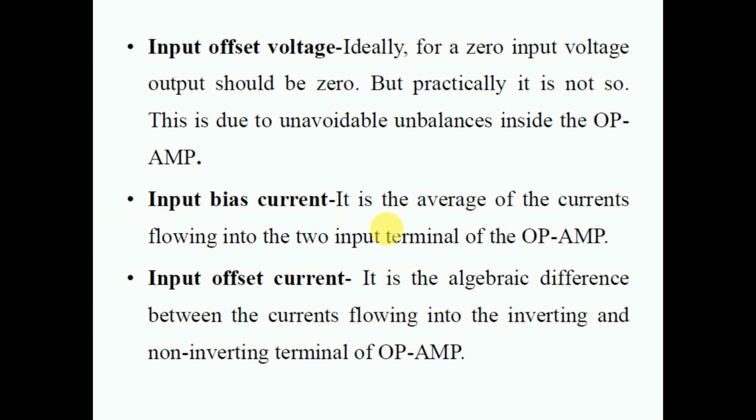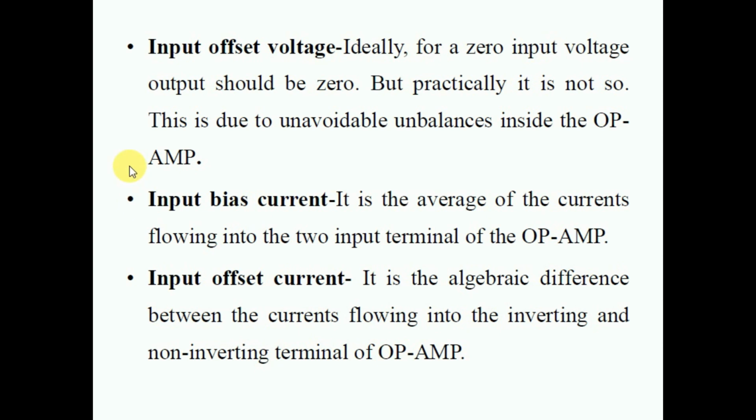After that, you can see that the input bias current is there. Input bias current means the average of the currents flowing into the two input terminals of the op amp. If we take the current at input terminal 1 as IB1 and at the second terminal as IB2, then their summation divided by 2 is the input bias current of this particular operational amplifier. And the last, the input offset current, is the algebraic difference between the currents flowing into the inverting and non-inverting terminals of the operational amplifier. So these all are the things.